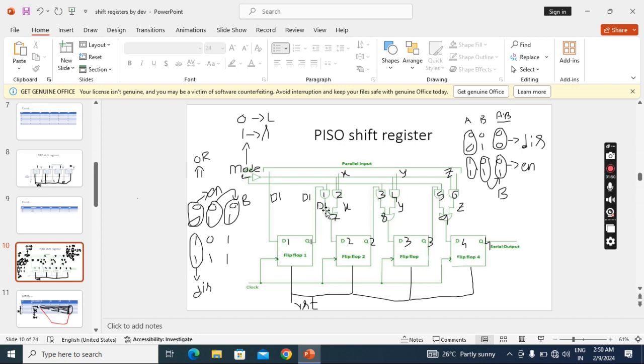Now this OR gate will compare both inputs, and if any one input is 1, it will produce output 1. If both are zeros, then the output will be 0. Like that each flip-flop is getting input. So this data is coming here and coming here, and this data also coming here, and this is going like this. Again this data coming, and this data coming here and going like this, and this data and this data coming here, and the bit is coming out like this. So this is the working.